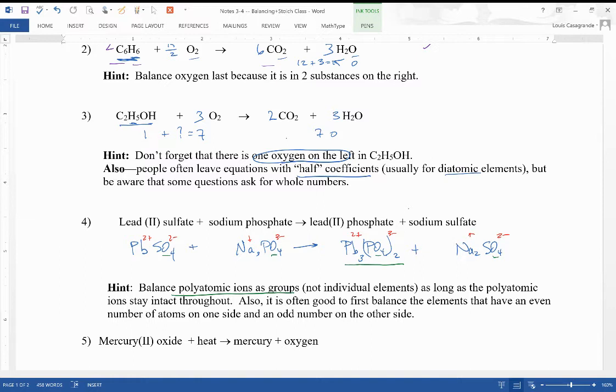So we've got 3 lead. Let's put a 3 in front of the lead 2 sulfate. We need 2 phosphates. So if I put a 2 in front of the phosphates, now I've got 3 lead and 2 phosphates balance out. I've got a total now of 3 sulfates on the left, and I've got a total of 6 sodiums. And so if I put a 3 in front of the sodium sulfate, that balances out, and we are done.